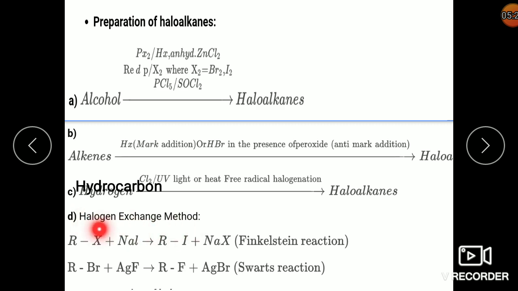Next, very important, is the halogen exchange method. In the halogen exchange method, you start from a haloalkane, and there you substitute the halo part with your desired halogen.